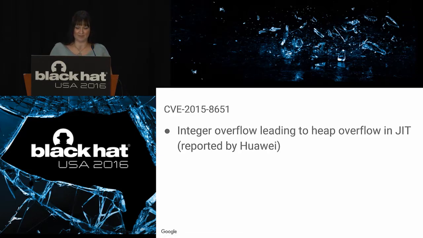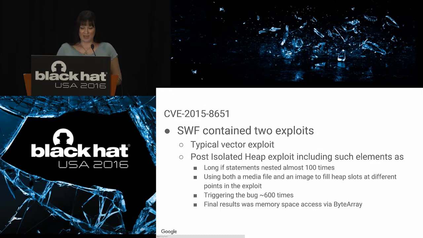And then there's this second vulnerability, which was an integer overflow that led to a heap overflow in the JIT. What was especially interesting about this exploit is the SWF actually contained two exploits. One of them was a typical vector exploit, which would have worked before August. And then there was a post-isolated heap exploit that would have worked December and forward that was so much more complex. It included such elements as long if statements nested 100 times, using both a media file and an image to fill up heap slots at different times in the exploit, and triggering the bug 600 times. Eventually they were able to correct the checksums on a byte array and then access all of memory space using that.